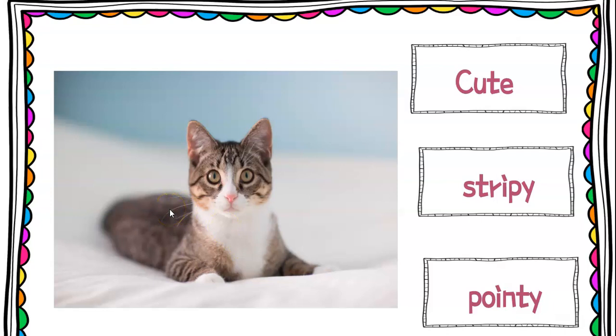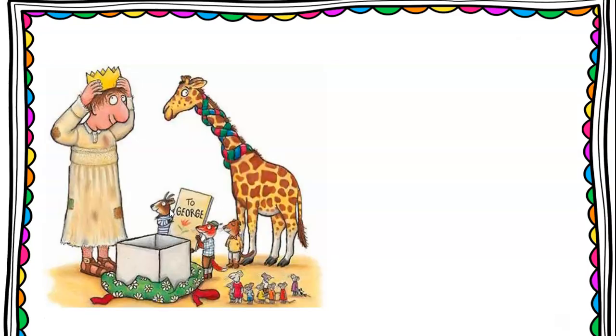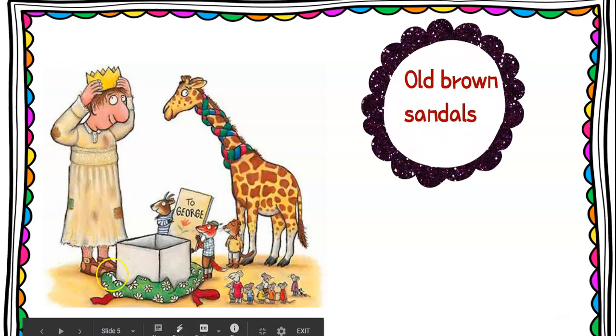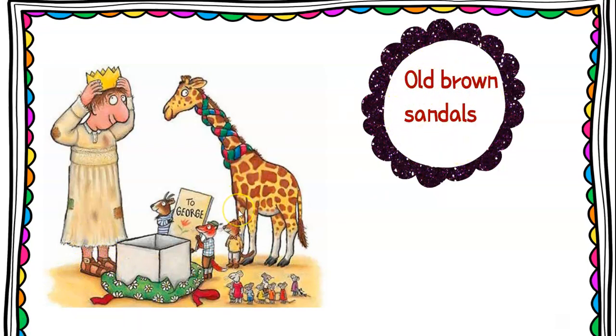Our story for this week is The Smartest Giant in Town. Now, we like this story because there are so many words that describe George and the different pieces of clothing that he had. So, for example, when you read the story, you'll find out that George had old brown sandals. So that's a descriptor for his sandals. They're old, brown sandals.